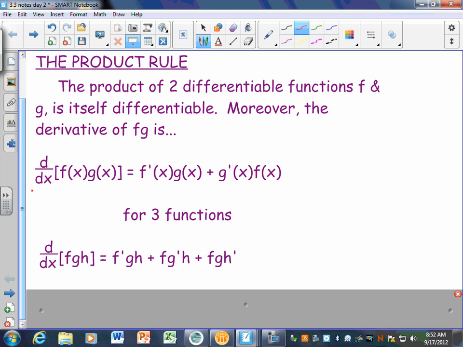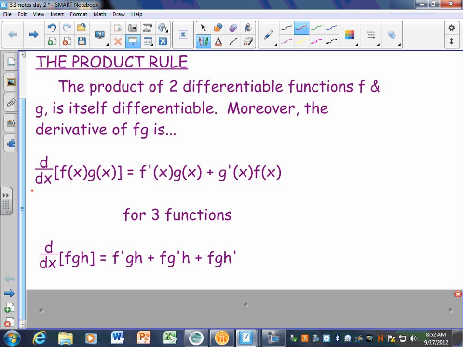I didn't put the x in this time, but put the x's in if you want. I thought it looked better without the x's. Wait, what is the h? It's just another function, right? Like f and g, f times g times h. Those are just 3 functions. Look at the one above it.